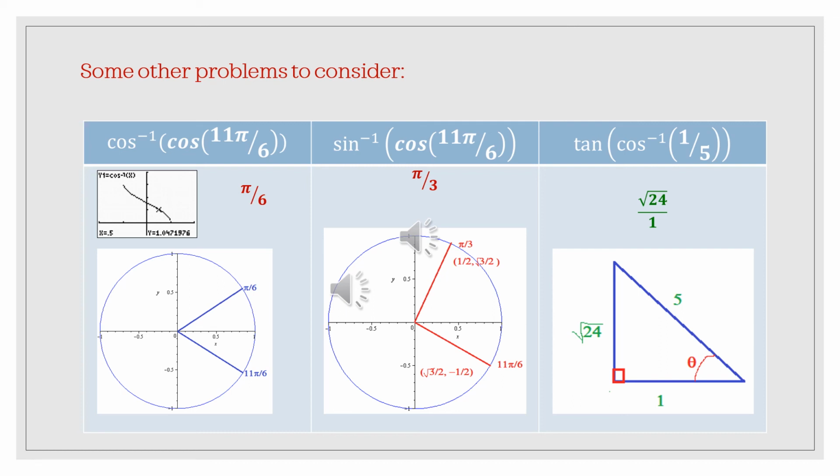So I use Pythagorean theorem. So 1 squared plus the other side squared would have to equal 5 squared. So solving that for the other side, I get that the missing side had to be the square root of 24. So the missing side, square root of 24, the opposite side. So tangent of that angle is the opposite side divided by the adjacent side. So the adjacent side is 1, and so tangent of inverse cosine of 1/5 should be the square root of 24 over 1, or the square root of 24.